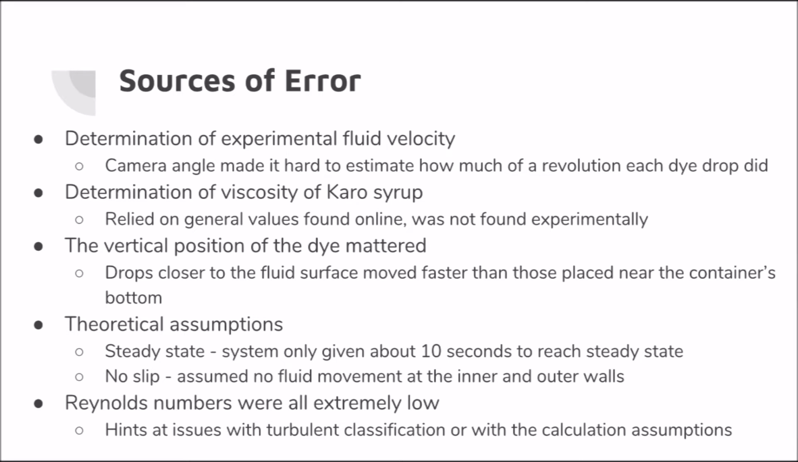Next was the determination of the viscosity of the Karo syrup, which relied on general values found online but was not found experimentally for our specific syrup. Additionally, the vertical position of the dye drops mattered. Drops closer to the top of the fluid surface moved faster and therefore more turbulently than those placed near the container's bottom. Lastly, the Reynolds numbers were all extremely low, hinting at issues with turbulent classification or with the calculation assumptions.